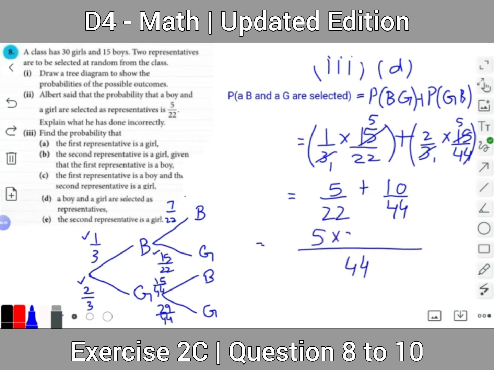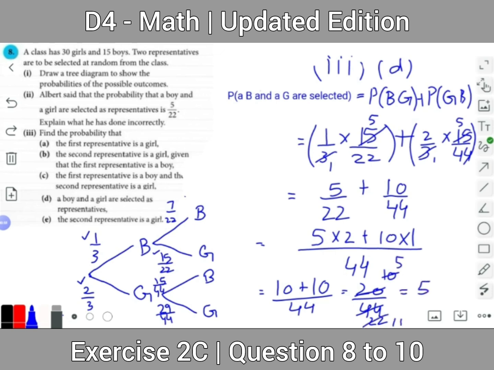So here we will apply the butterfly rule. 22 twos are 44. So here we have 5 multiplied by 2 plus 44 ones are 44. So here we have 10 multiplied by 1. Now we have 5 twos are 10, add 10 over 44 and it will be equal to 20 over 44, and after simplification we will get 10 over 22, and after further simplification we have 5 over 11. So the probability that a boy and a girl are selected is equal to 5 over 11.